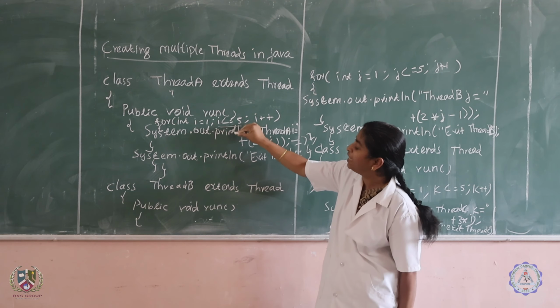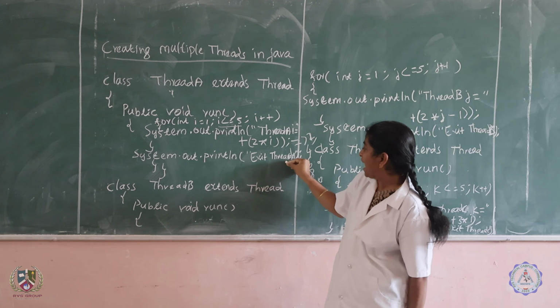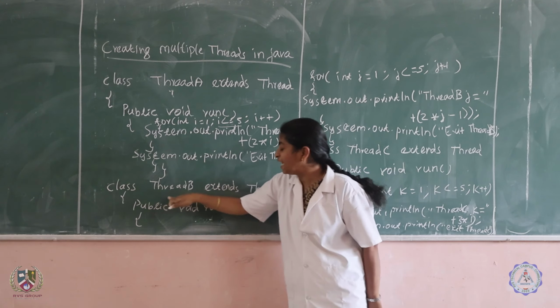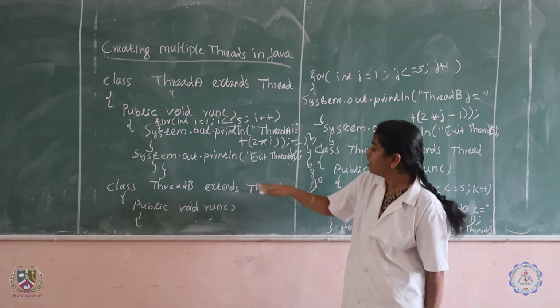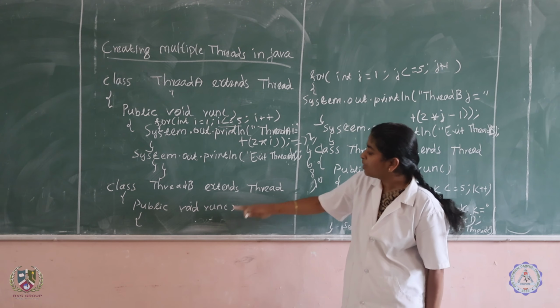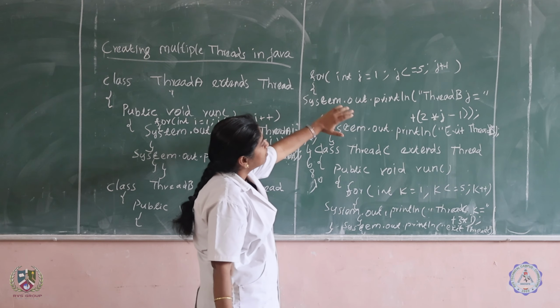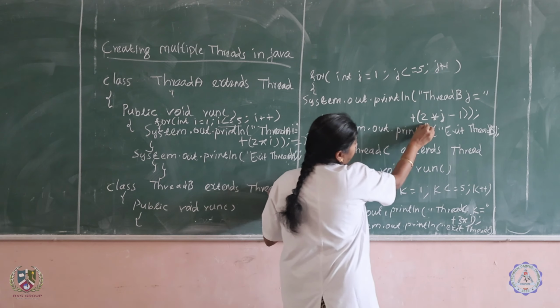System.out.println. After printing all these, we exit from the thread A class. Next, we are creating another thread, B. The extends keyword is used, with Thread as the base class name. We are overriding the run method here. In thread B, we are printing the first 5 odd numbers.